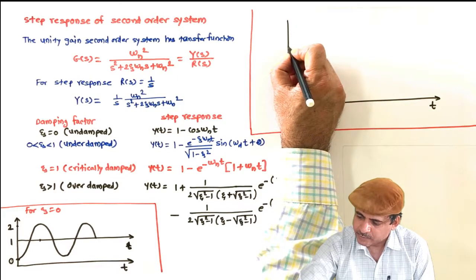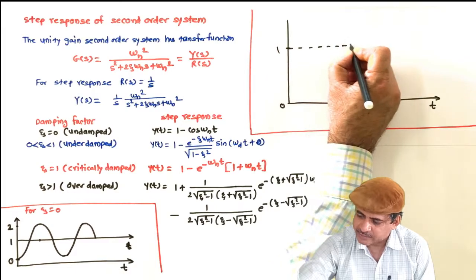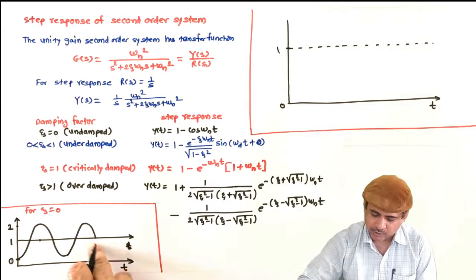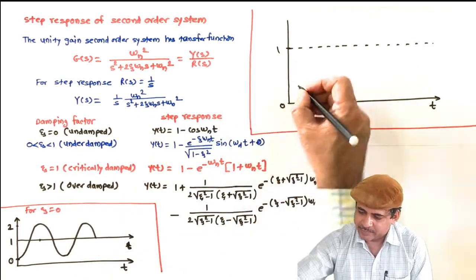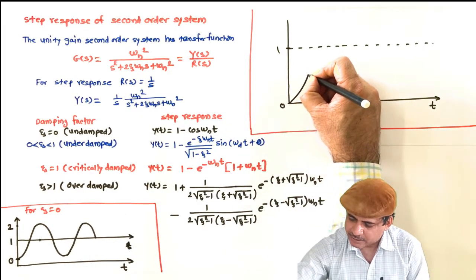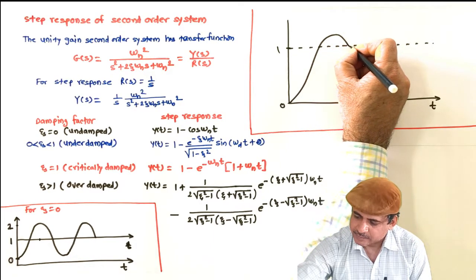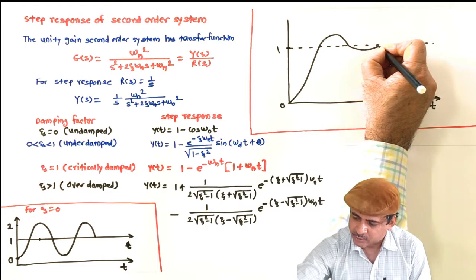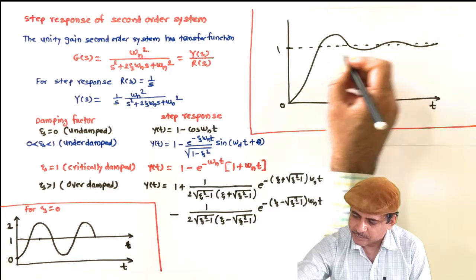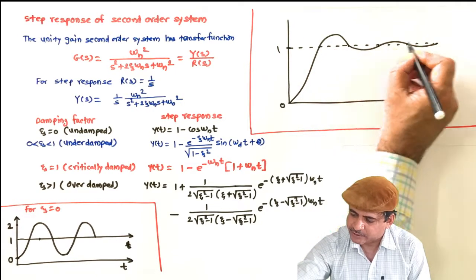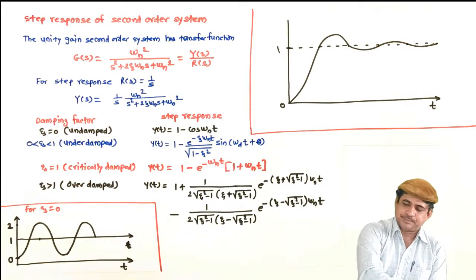This is 0. Let this be 1, that is the expected steady state, which is never occurring when zeta is 0. But when it is underdamped, it will be like this. It will start and the oscillations will start dying out. But the period of oscillation will remain the same, and these oscillations will continue till infinity.